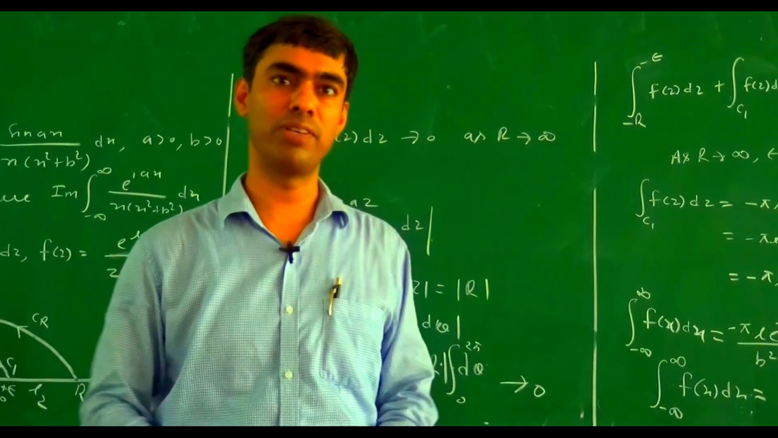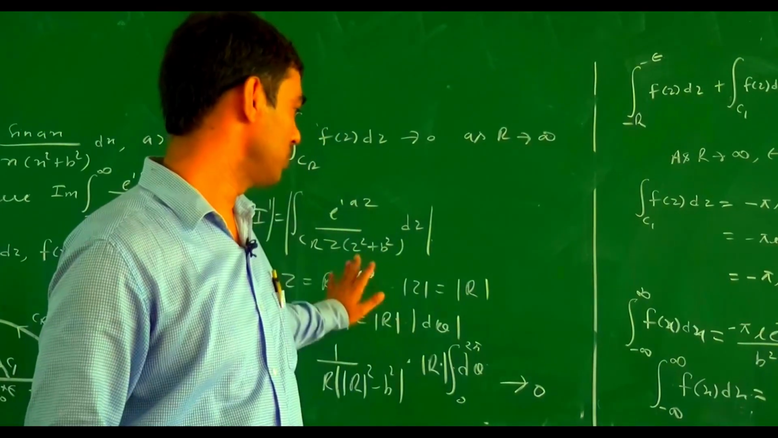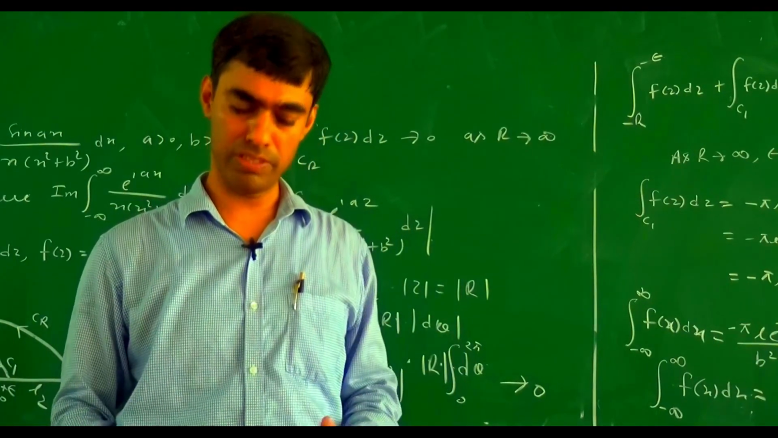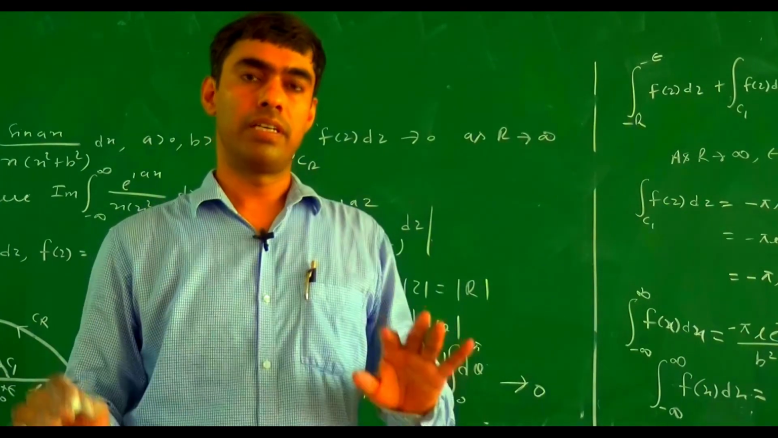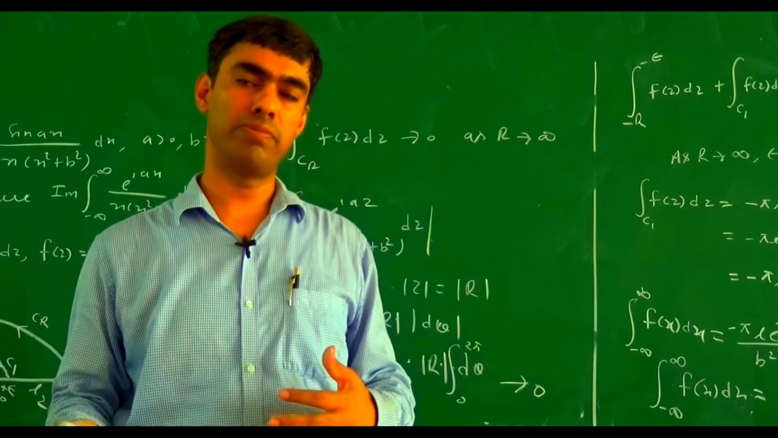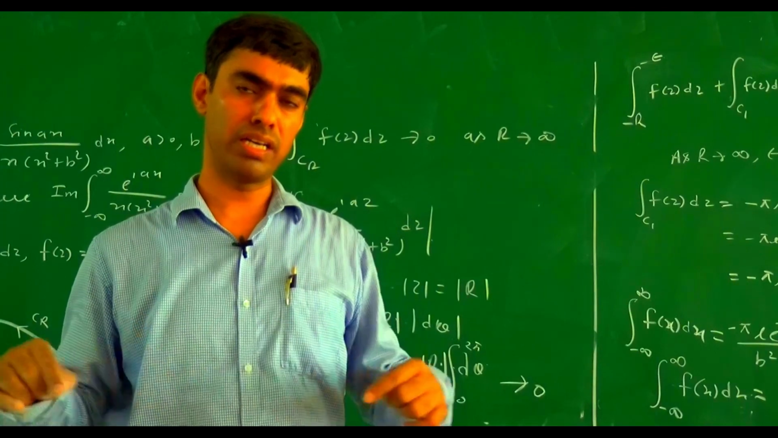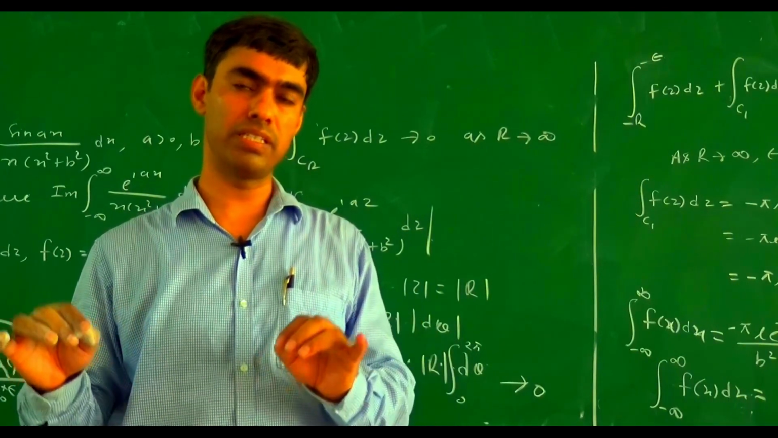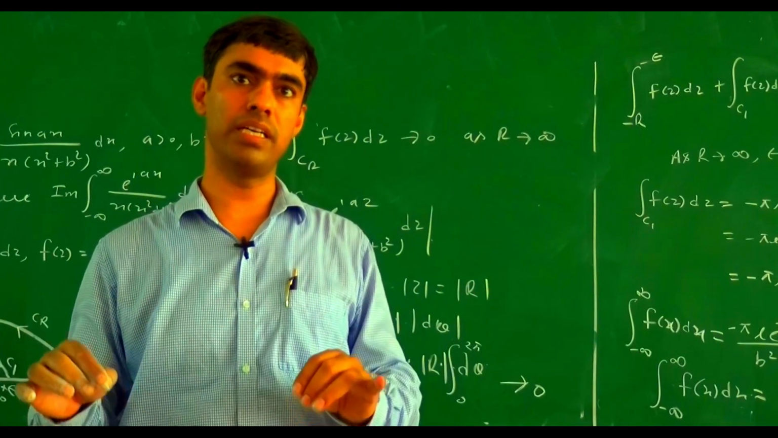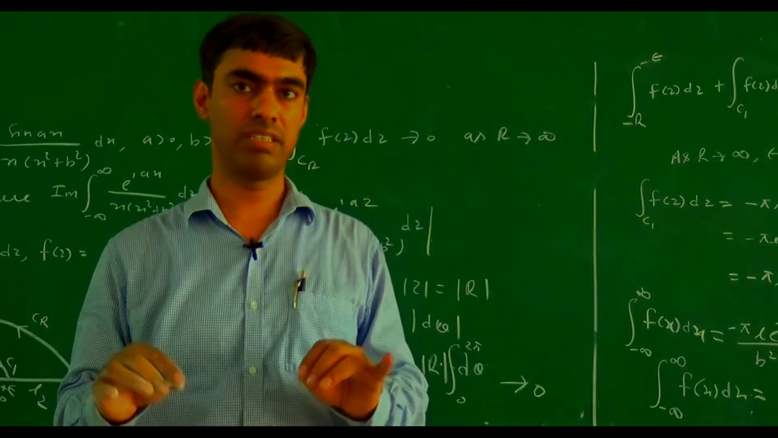So this is all about this lecture. We solve it in this way. First we find the residue inside the contour, and then we find the residue on the real axis. Then the integral is 2 pi i times the sum of the residues inside, plus pi i times the sum of the residues on the real axis. Thank you.